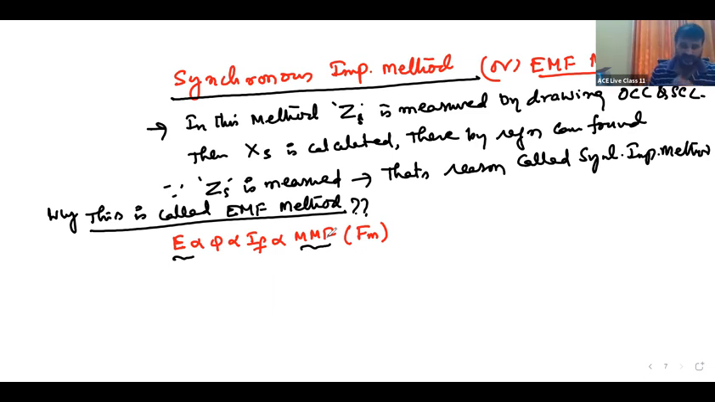If you want, you can represent voltage phasor or MMF phasor. This is EMF phasor, and this will be MMF phasor. They can be represented with either one. In this, the main important thing is, in this method, drop due to armature reaction, leakage reactance.